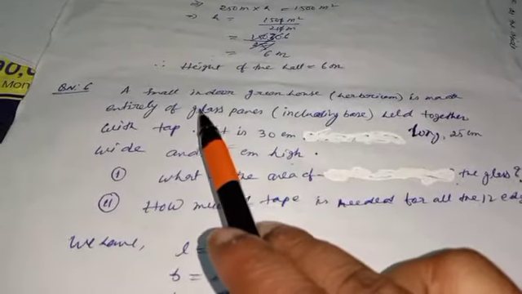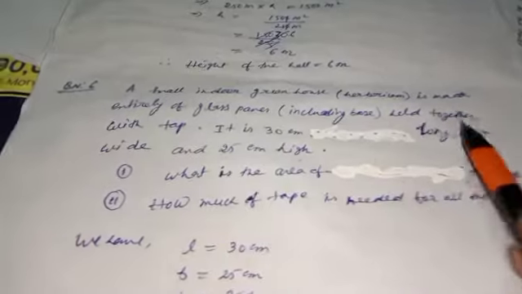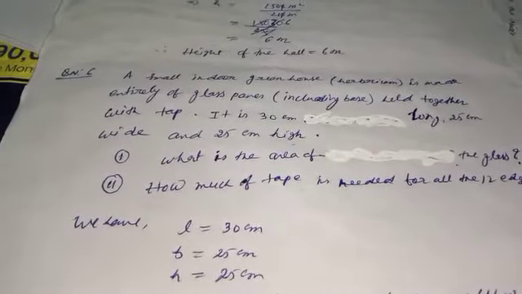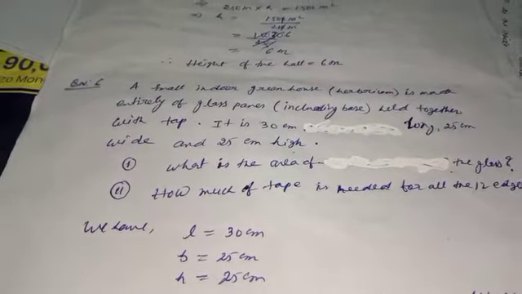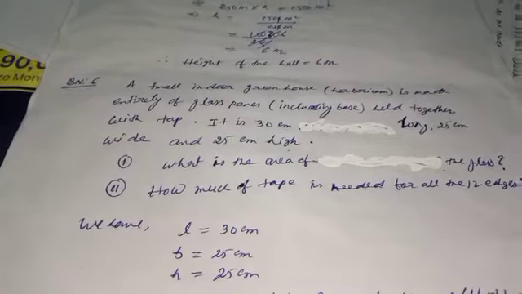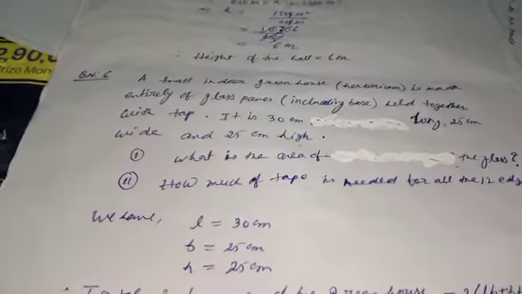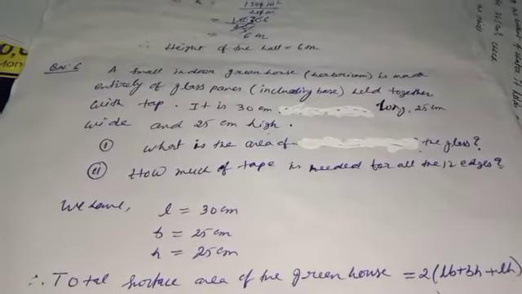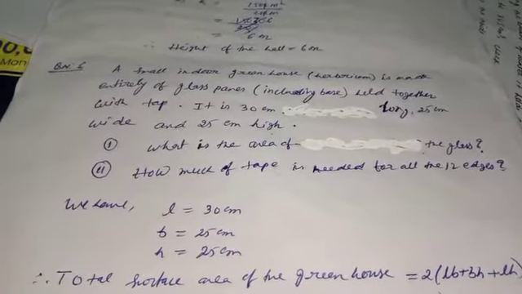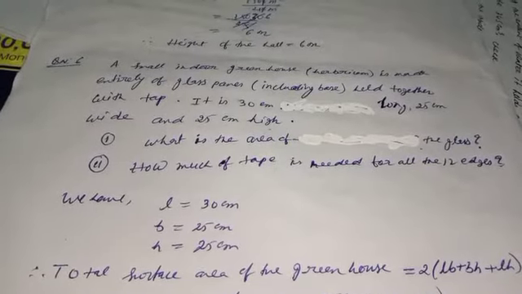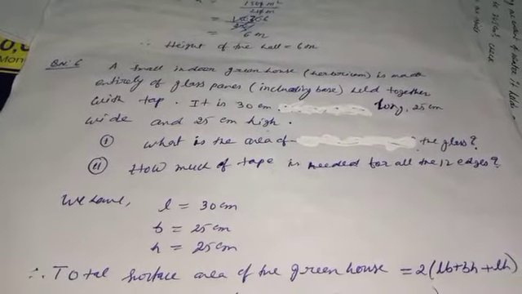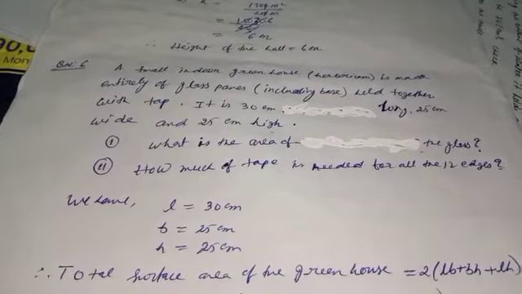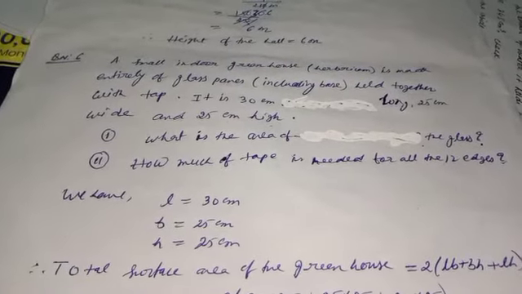In the question it is given that entire of the glass panes are held together with tape. It is made by using tape. Yes or no? See, as we know that in a cuboid there are 12 edges, and all the 12 edges are what? Attached by using tape. So we need to find the total length of the tape.